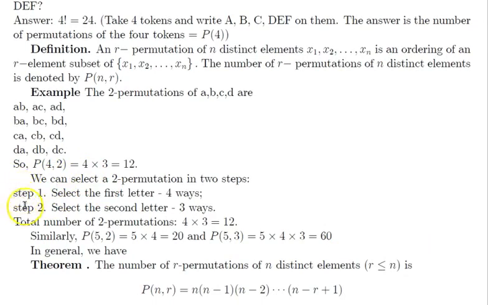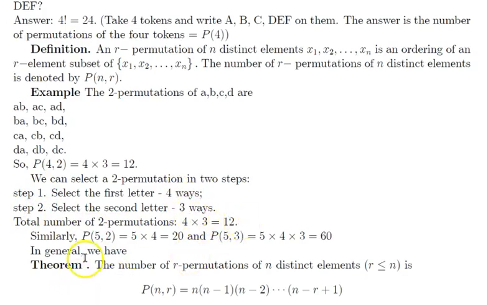Perform these 2 steps. In step 1, select the first letter to write. There are 4 letters available, so 4 outcomes here. Then perform step 2. Select the second letter to write. 3 letters are available now, so 3 possible outcomes. And the multiplication principle says the total number of 2-permutations of 4 objects will be 4 times 3, which is 12.